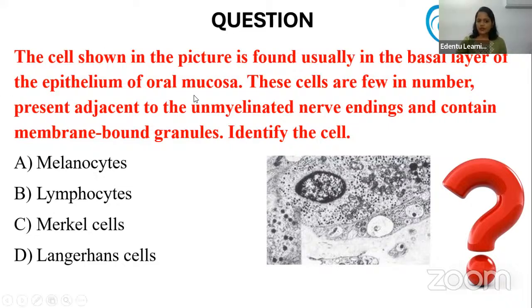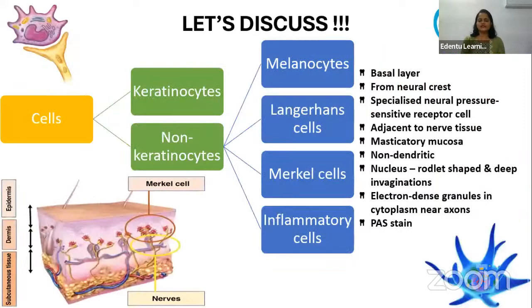If you read the question, there will be a key point in every question that will take you directly to the answer. The key point in this question is that it is present adjacent to the unmyelinated nerve endings and contains membrane-bound granules. The cell which is present near the unmyelinated nerve endings and has a role to play in sensation is option C, Merkel cells. So let's see what these Merkel cells are.